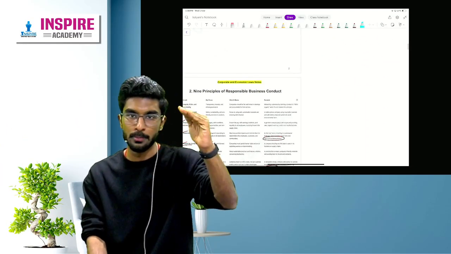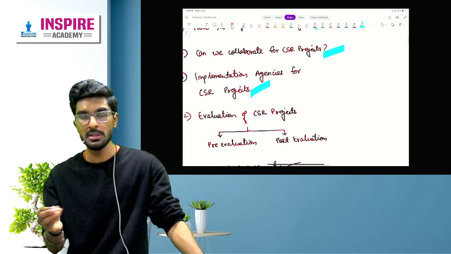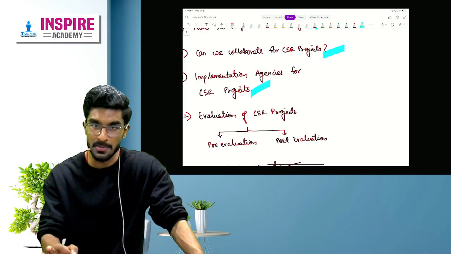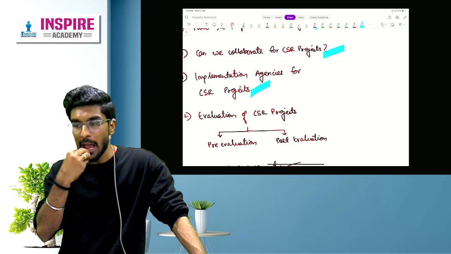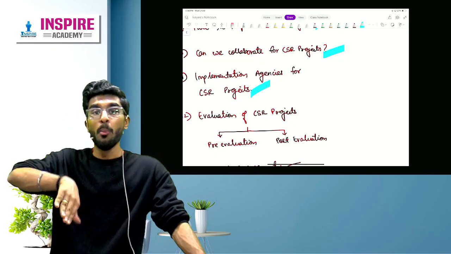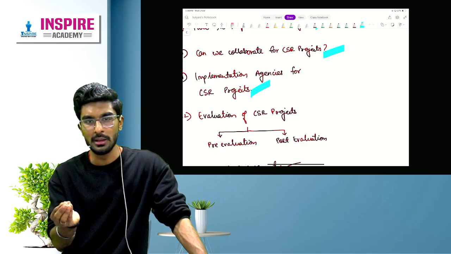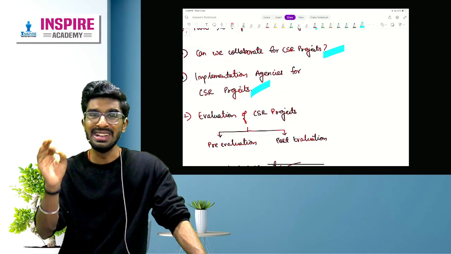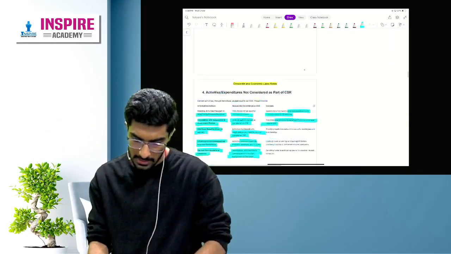The objective is simple. Before we incur CSR expenditure, we need to efficiently utilize the CSR amount for the society's benefit. How do we efficiently use it is the question that pre-evaluation is going to answer. Post-evaluation is going to answer: did we really create an impact? Okay, we're going to understand this in detail. Chalo, people, without wasting any time, let's get started.